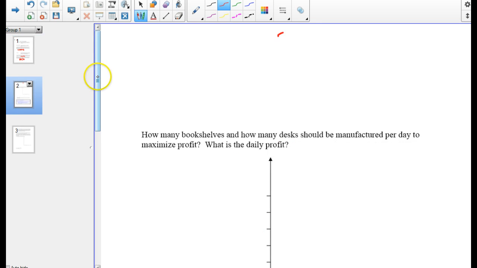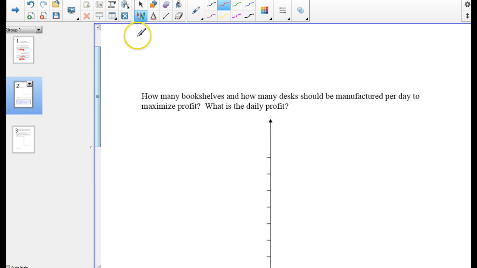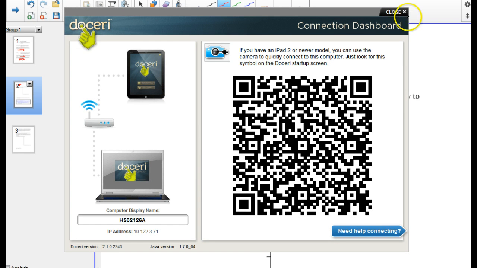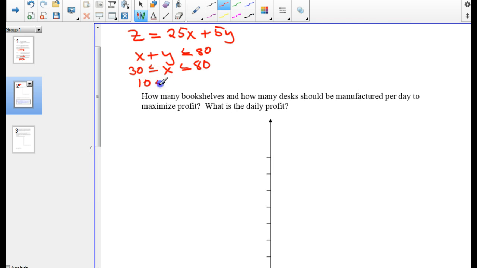I want you guys to recall that our objective function was Z equals 25x plus 55y. Our constraints were x plus y is less than or equal to 80. It was also 30 less than or equal to x less than or equal to 80, and 10 less than or equal to y less than or equal to 30.